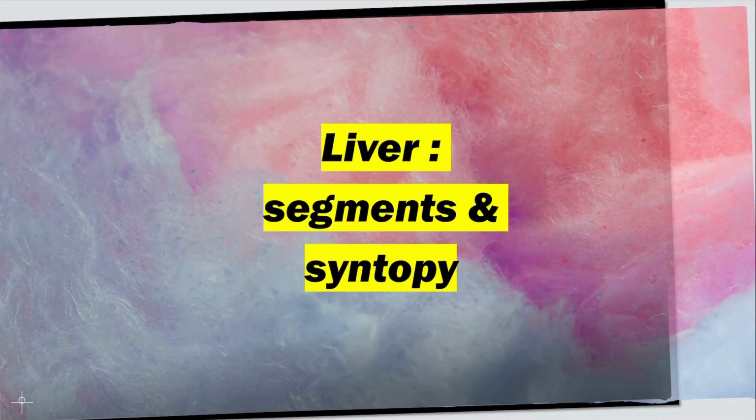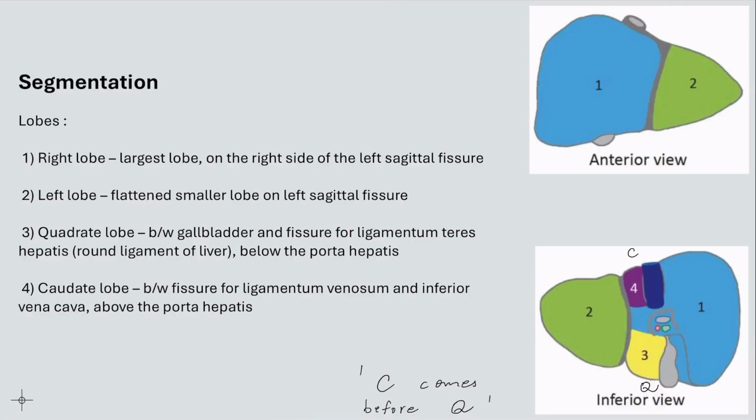Let's have a look at the liver. We're going to talk about the segments and syntopy. So there's really two kinds of segmentation if we talk about the liver. The first one is based on the four lobes that we know about.